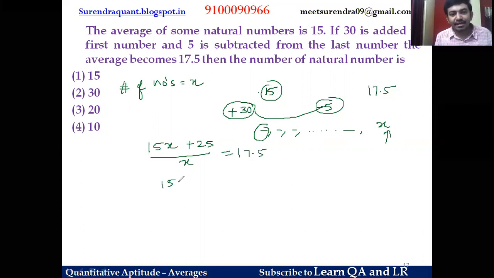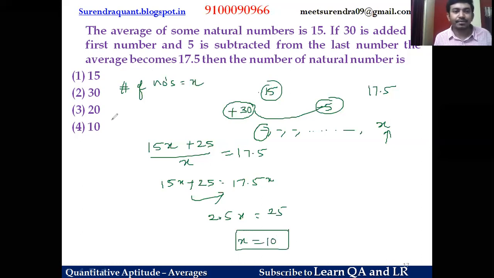So this is 15x plus 25 equal to 17.5 into x. If 15x comes to this side, 17.5x minus 15x is 2.5x. This is 25. So x equals 25 by 2.5, which is 10, right? The number of terms is 10. So this is the general process, guys.